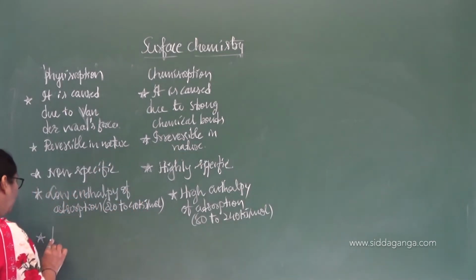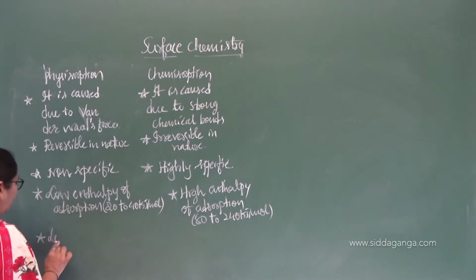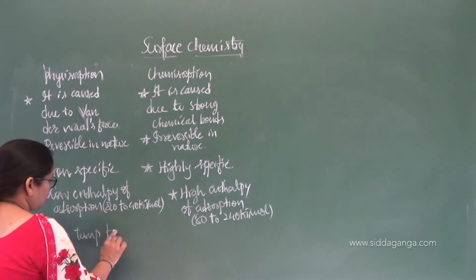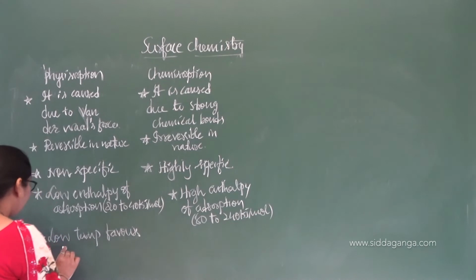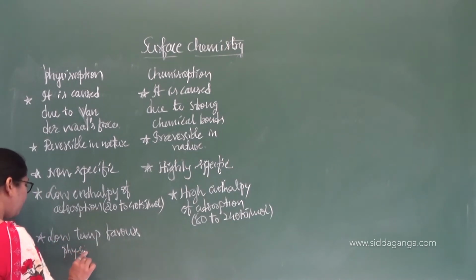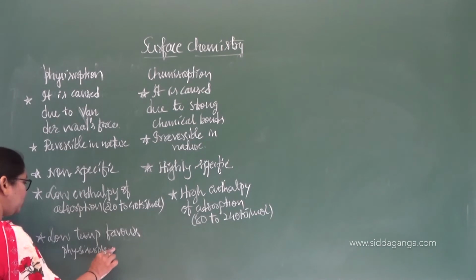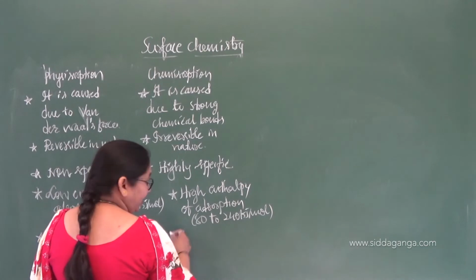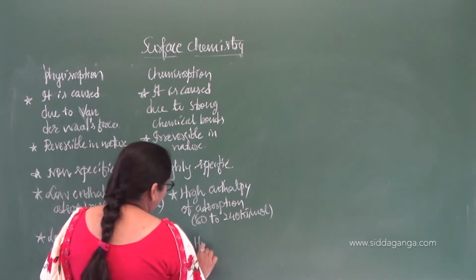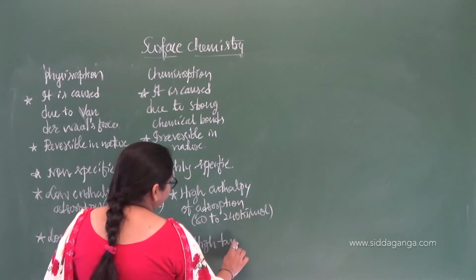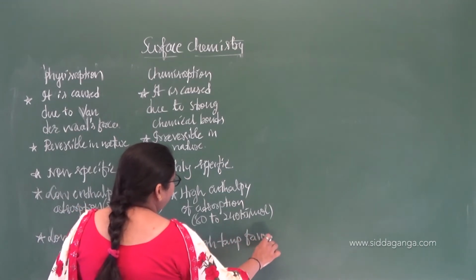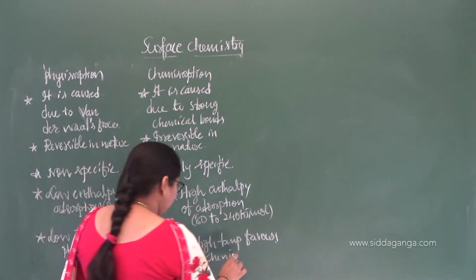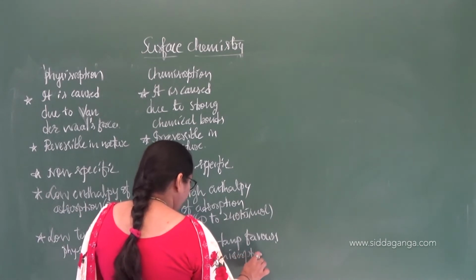Then you go for this one. What is that? It favors low temperature. Low temperature favors physisorption. Likewise, what you can write? It increases with increase in temperature. That's why you have to write high temperature favors chemisorption. This is the point you can quote here.